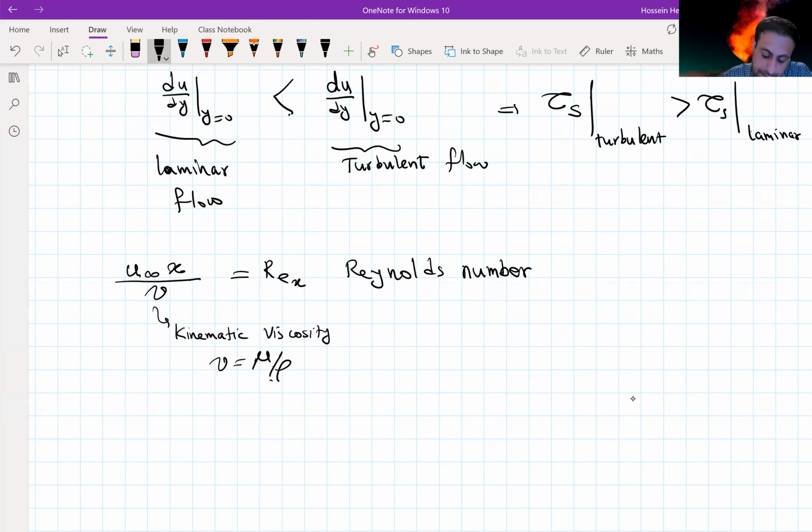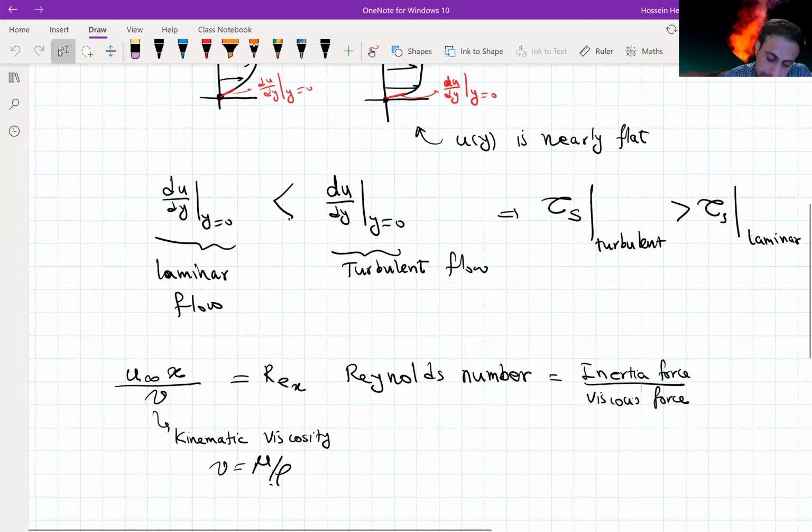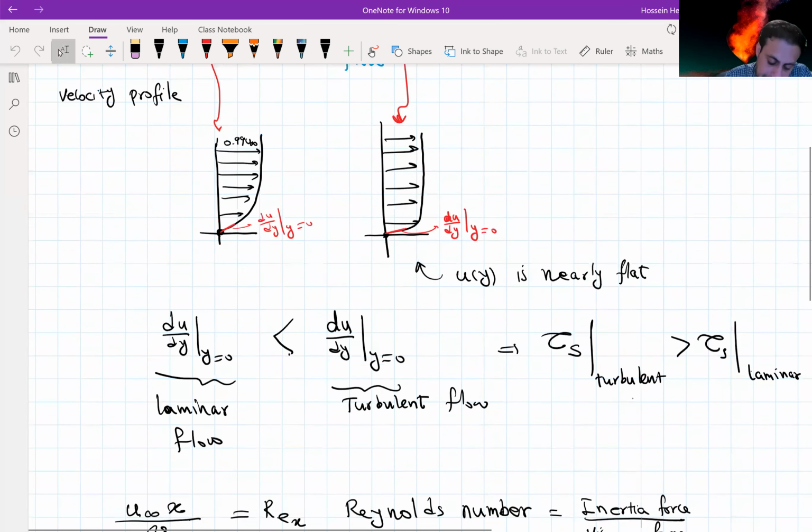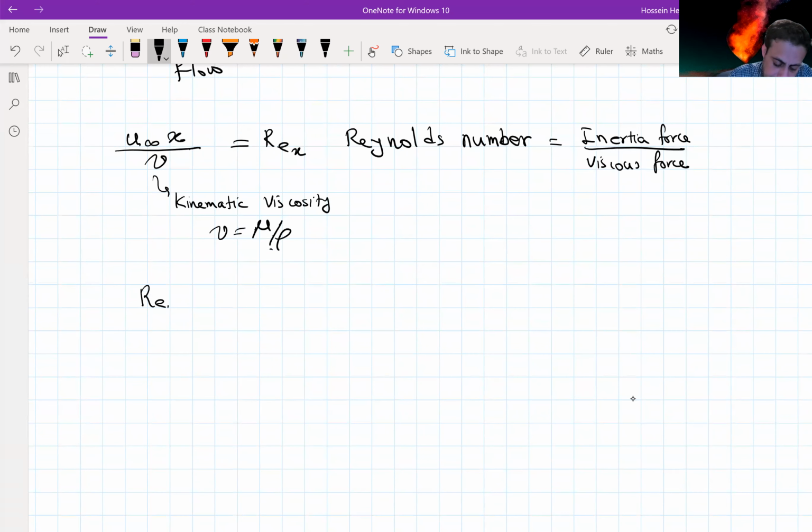Now, the Reynolds number shows the inertia force divided by viscous force. Now, for a flow over a flat plate, typically the Reynolds number at xc, defined as U infinity xc divided by nu, should be greater than 5 times 10 to the power of 5.